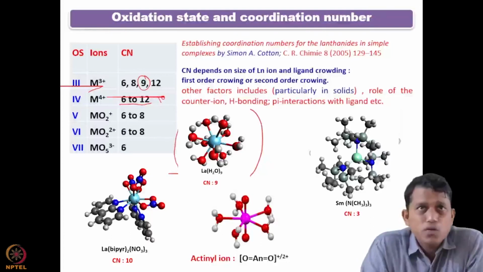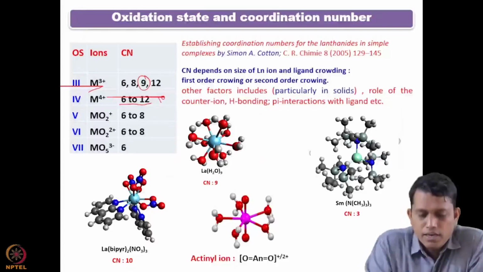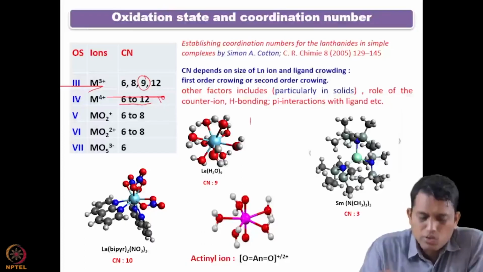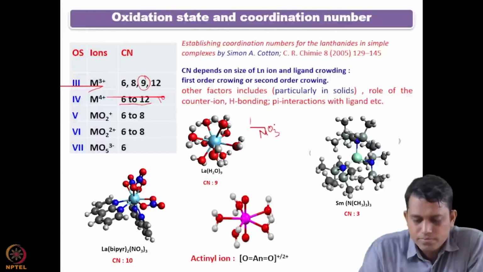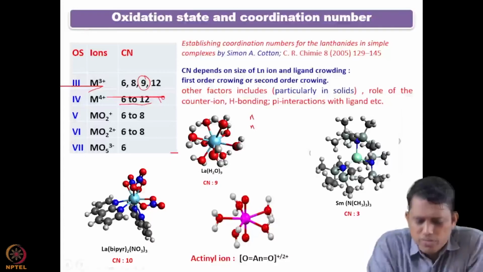When I say ligand crowding, there are two very important factors, called first order crowding and second order crowding. Let us talk about the first order crowding. When your ligands are very small molecules, like a water molecule or nitrate ions, and they are directly coordinating, and the secondary sphere has very small atoms, like H, then the primary crowding is because of this oxygen, but there is no or very little secondary crowding.